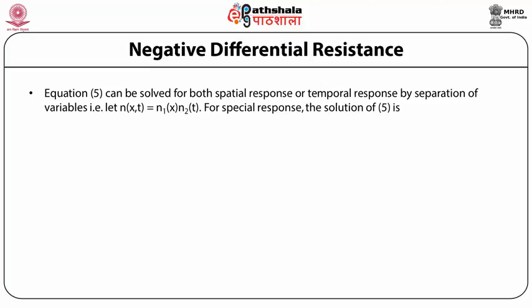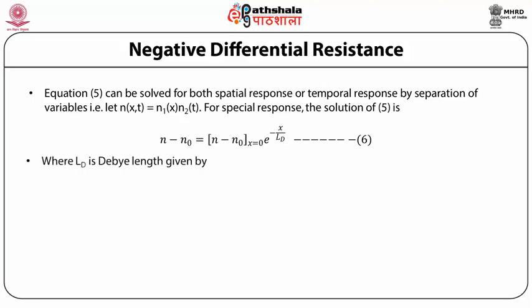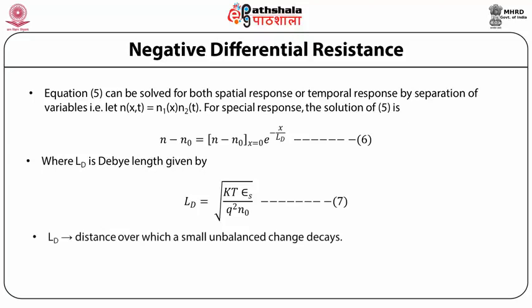So for spatial response, the solution is given by n minus n₀ equal to n minus n₀ at x equal to 0 multiplied by e to the power minus x by L_D, where L_D is the Debye length given by L_D equal to root of kTε_s by q²n₀. Now here L_D is the distance over which a small unbalanced charge decays.